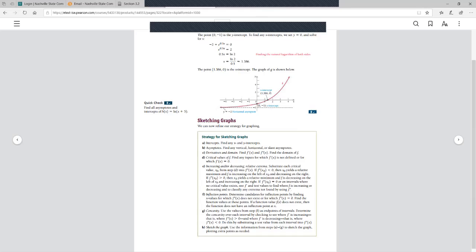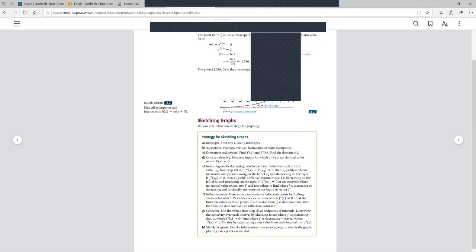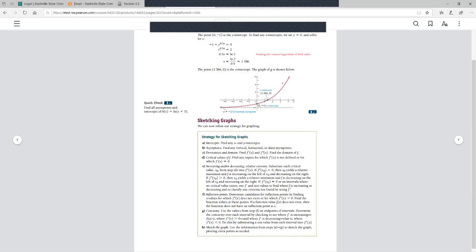Let me change colors here. Let's go to blue. So the strategy for sketching graphs, this is if you're sketching by hand. And again, as much as I encourage you to learn how to interpret graphs and to sketch them by hand, checking your work on Desmos is an excellent way to learn. So I definitely encourage that.